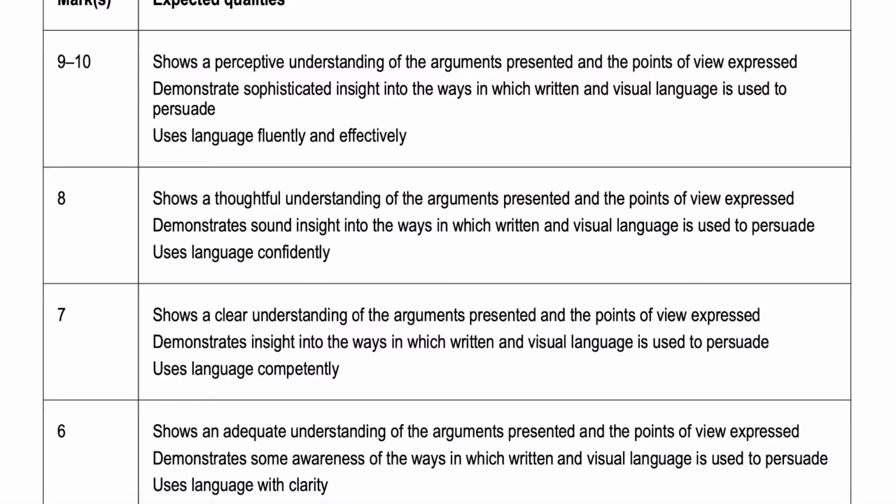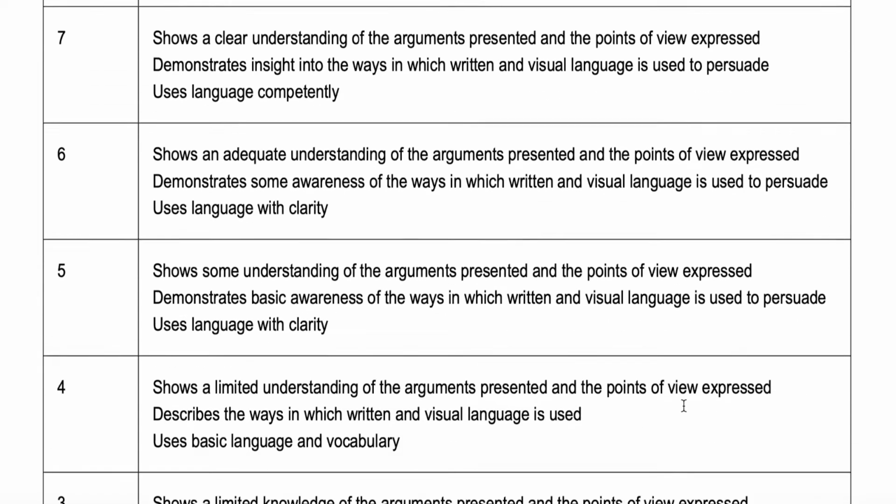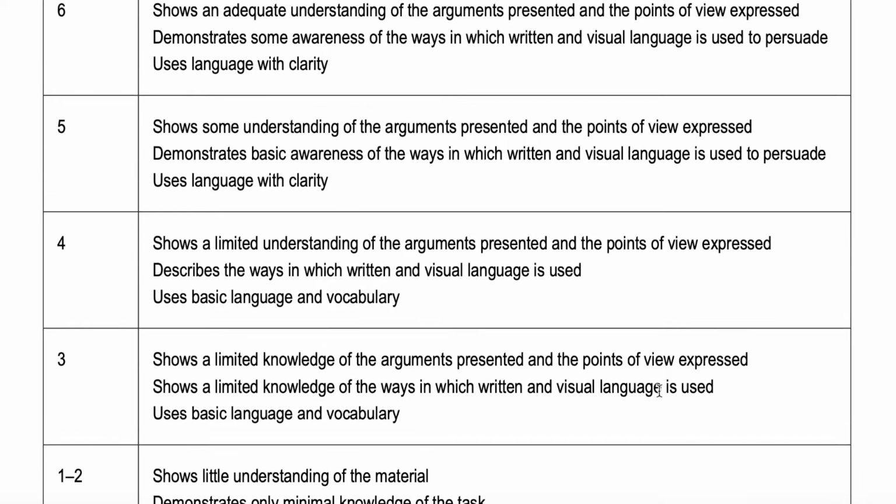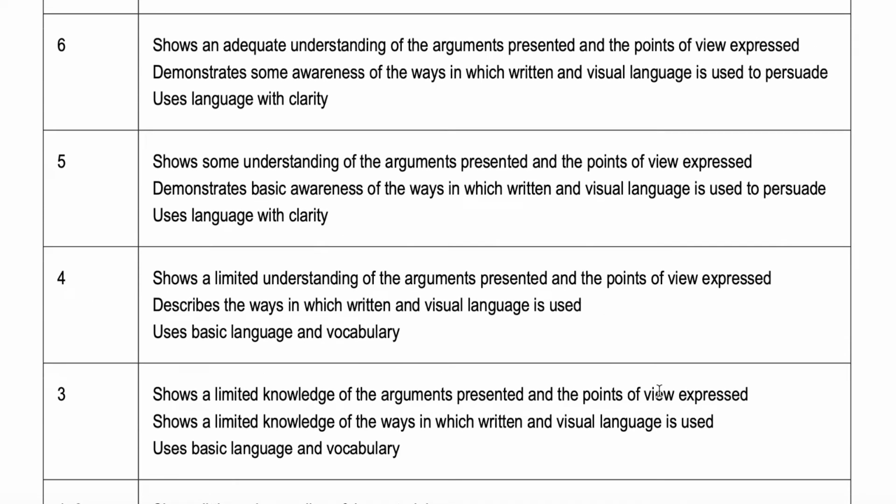Secondly, you're going to see what I regard as the most important criteria here, and that is about the ways in which written and visual language is used to persuade. When we're looking at the 1, 2, and the 3, we're talking about a limited knowledge of the ways that written and visual language is used. The word limited obviously means it hasn't quite got the job done. Describing the ways in which written and visual language is used is a key phrase when it comes to just getting a 4, because if we're looking to go higher than that, it's just describing the arguments. It's not actually analysing how they've been used and what is being achieved through them.